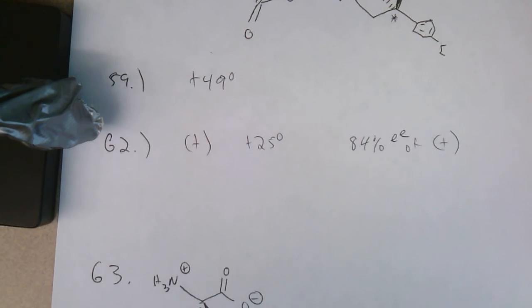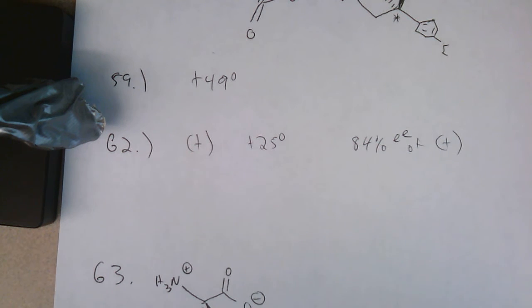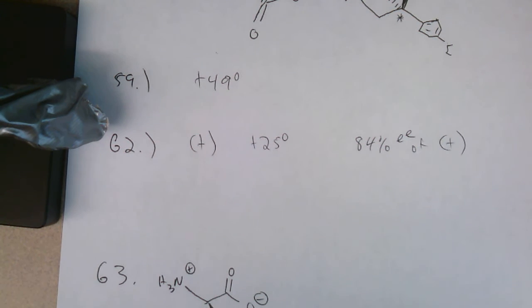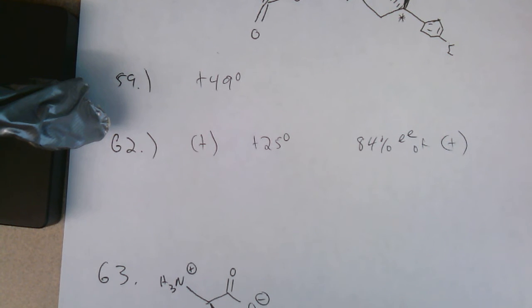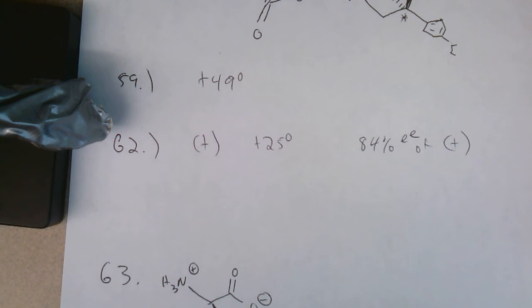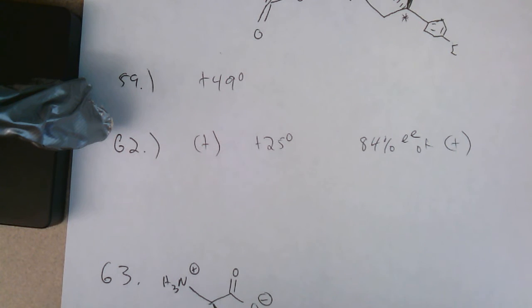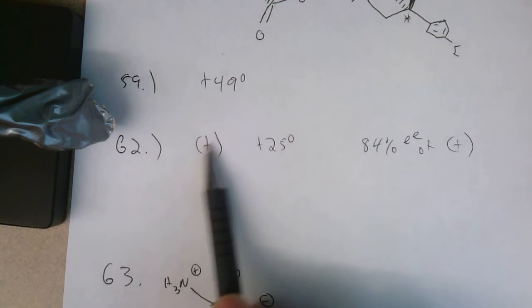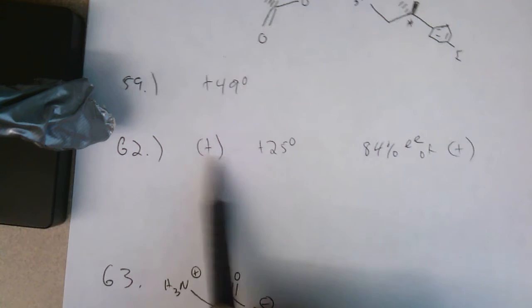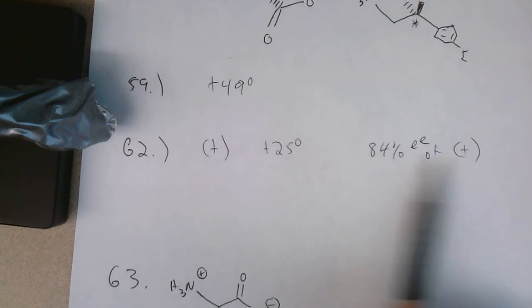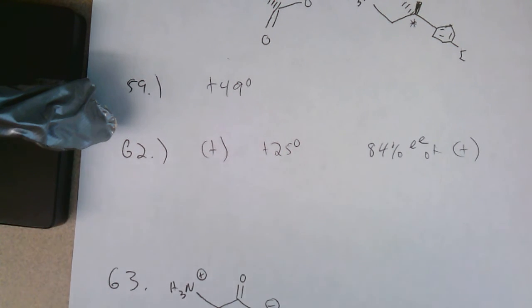So 84% EE of plus means there's still at least 16% of the minus, but I guess that's not exactly what it means, is it? 84% EE of the plus means that at least some of the solution is also the minus. If it was pure plus, the pure S enantiomer, then it would be plus 25. But we need to figure it out based off this enantiomeric excess.